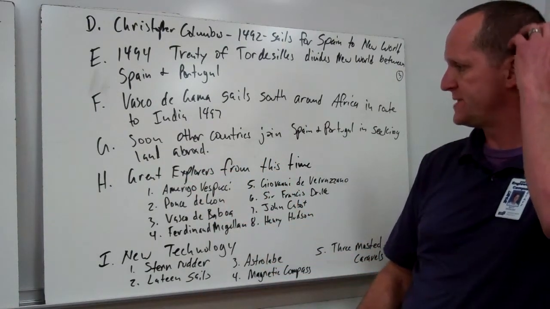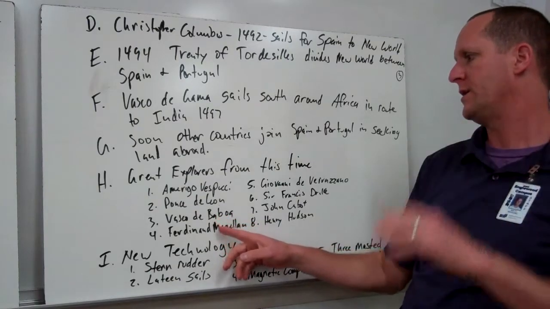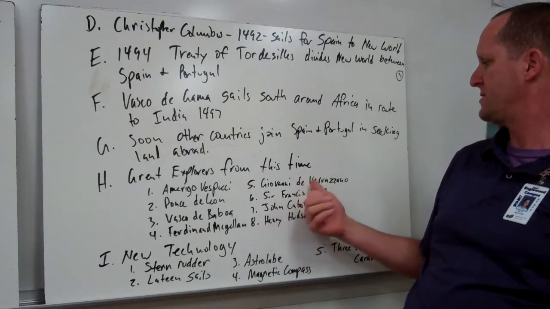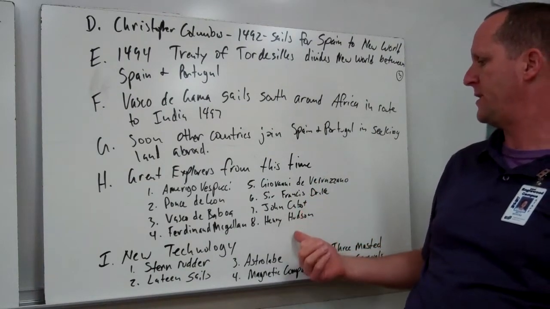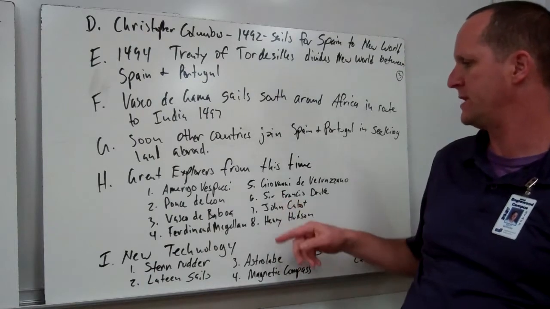Now, great explorers from this time frame, you have Amerigo Vespucci, Ponce de Leon, Vasco de Balboa, Magellan, who sailed around the world first, Verrazano, Drake, Cabot, Hudson. All of these are very famous English explorers here at the end.